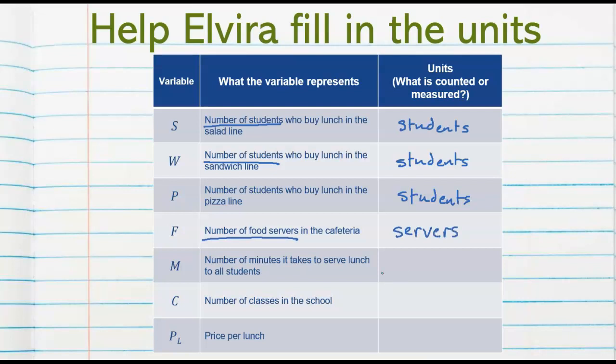So now, just stopping here, think about whether it would make sense to combine these two variables when they have different units. Can we add these together and it will make sense? Students plus servers. Or when we add these two variables together, W and P, can we add students plus students and we'll get students out of that?